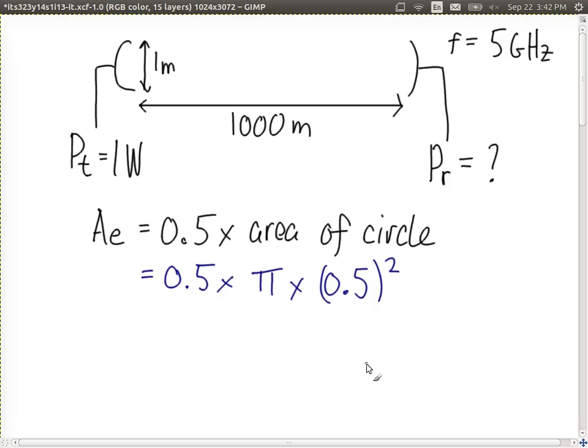Just to save some time and space, but now we can find the effective area. Half of the area of the circle of the antenna, where our antenna has a diameter of 1 meter. Effective area is meters squared. Area is meters squared. 0.39 something. Good. The other thing we'll need is the wavelength. C divided by F. Speed of light divided by 5 gigahertz. We did it before. 0.06.